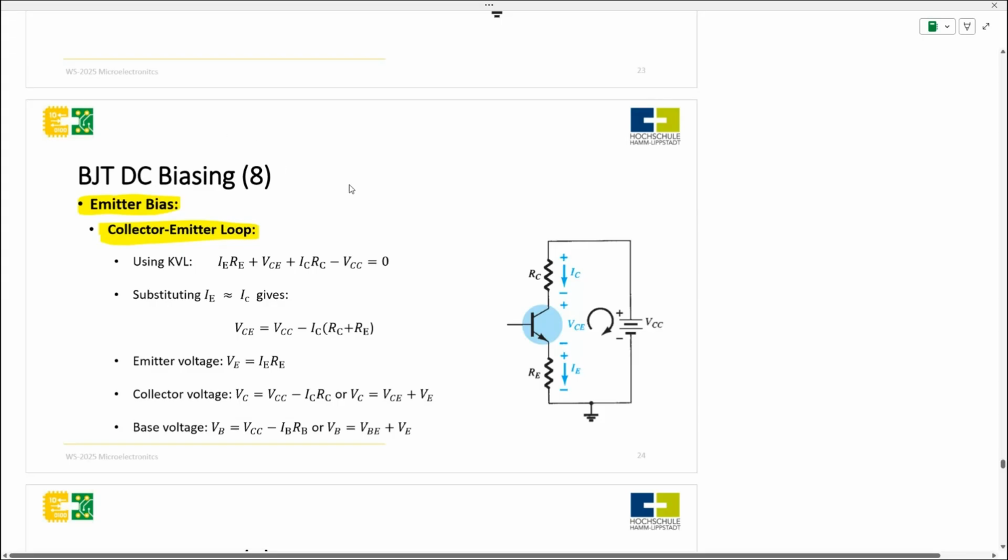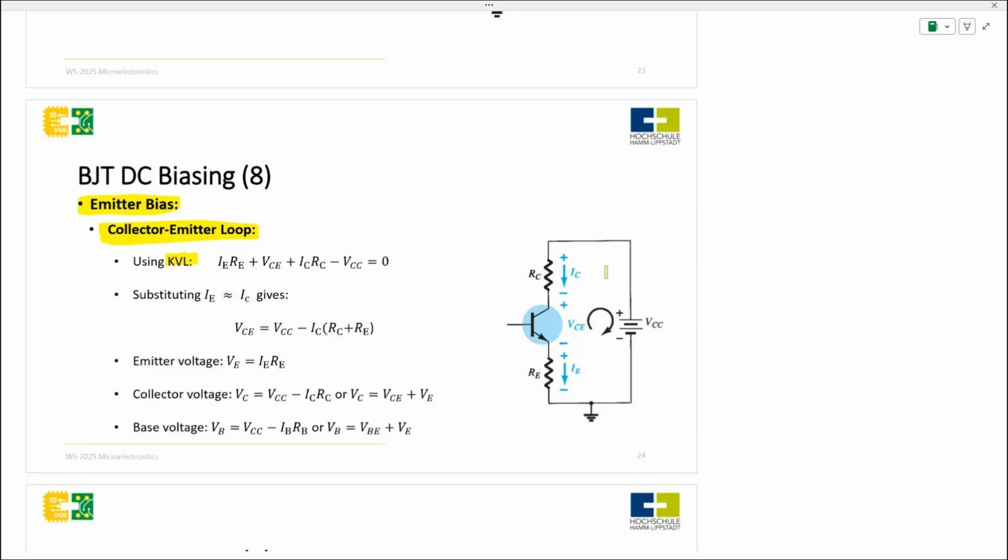Okay, so when you use a KVL, it's going to be easy. You have RC multiplied by IC. We have minus VCC, then we have plus REIE and plus VCE. And here we will consider IE as almost IC. And after replacing, we will have this equation.